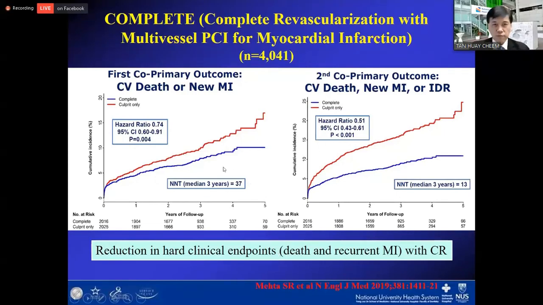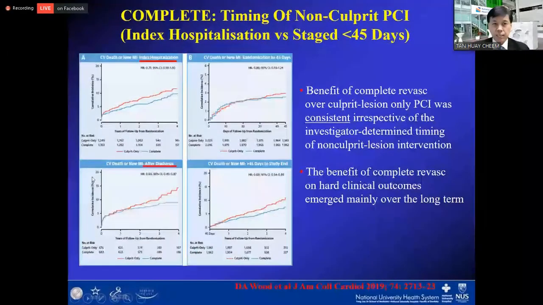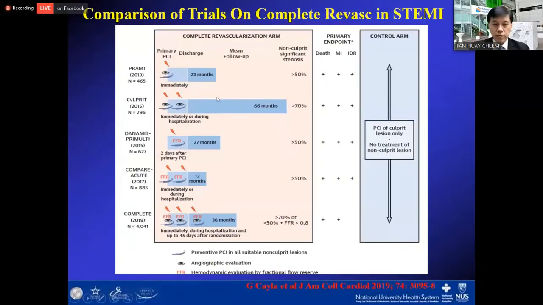And this is also a 5-year follow-up in the COMPLETE study. What is also important in the COMPLETE trial is that when you do a multivessel PCI, whether it is during the hospitalization or whether you let the patient go home and then do the procedure within 45 days of the index procedure, the benefit was still consistently in favor of multivessel PCI. So it doesn't mean that you have to do your procedure right away or during the index hospitalization. You can always go home first and then come back and do an elective procedure.